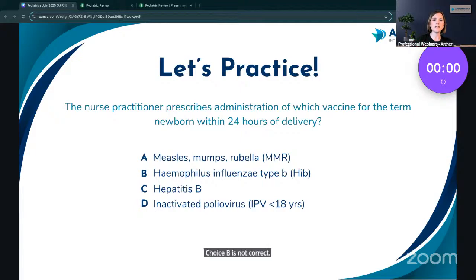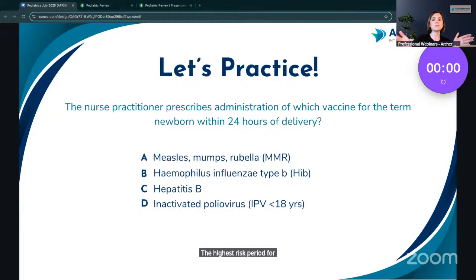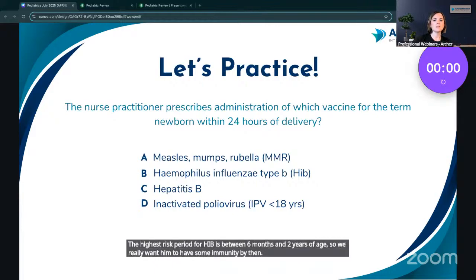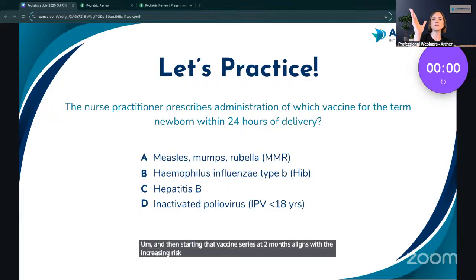The Hib vaccine is given as part of a series, typically with doses given at 2 months, 4 months, and 12 months of age. The risk of serious Hib disease, which is usually meningitis, epiglottitis, or pneumonia, increases after those first few months of life. So that's why we really got to start giving it at 2 months. The highest risk period for Hib is between 6 months and 2 years of age, so we really want them to have some immunity by then. Starting that vaccine series at 2 months aligns with the increasing risk and really ensures that they're protected when they need to be protected.